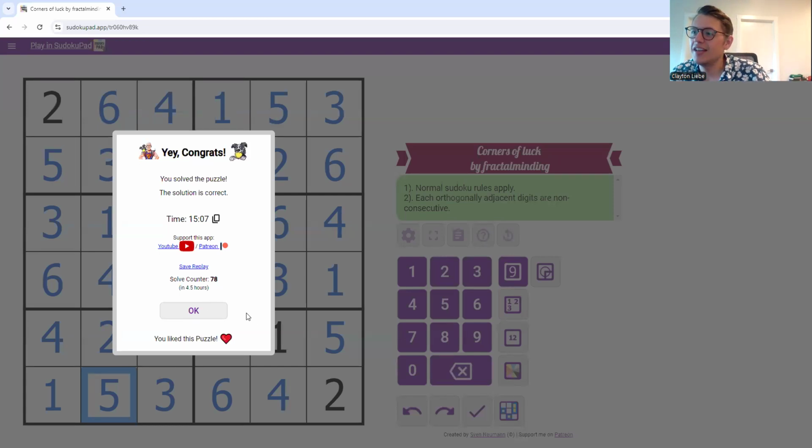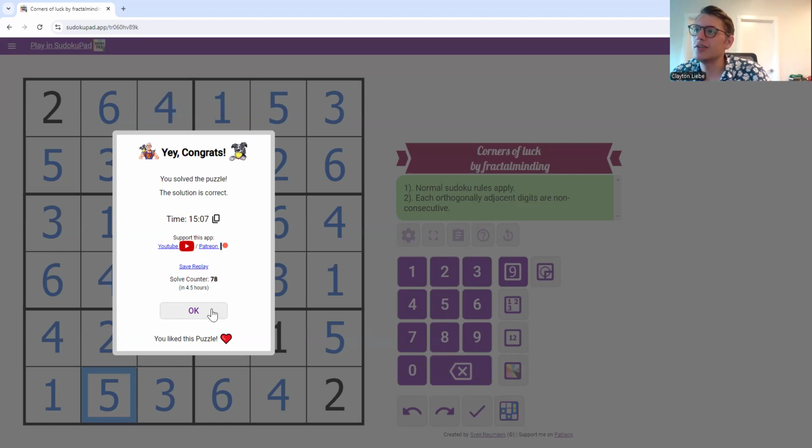78 people solved this in 4.5 hours, 15 minutes to solve. That was a fun puzzle. I thought I was going to have to color that. That was a tricky break-in, but I feel like I'm just not very good at those consecutive puzzles, orthogonally adjacent digits being non-consecutive. I'm trying to get better at them.